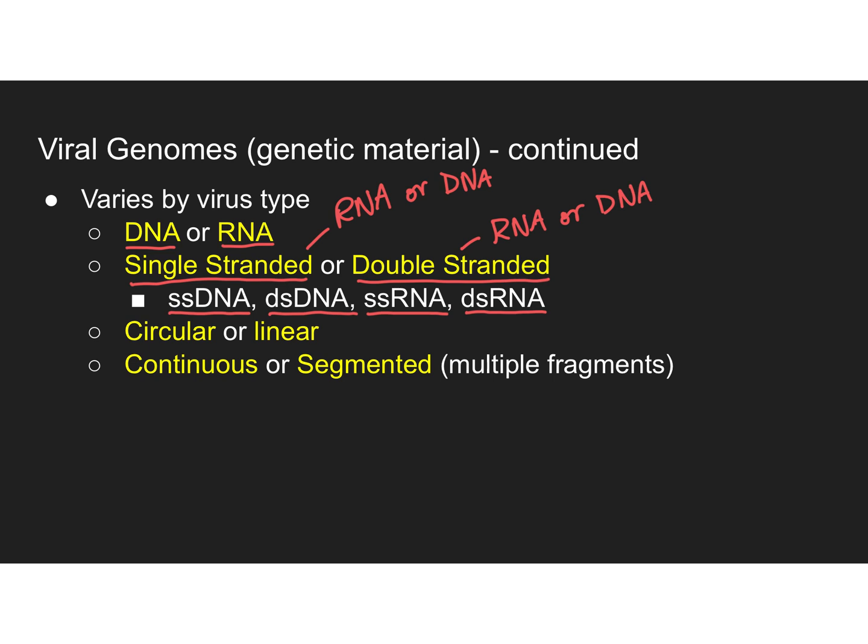The genomes can also be circular, which is kind of like what we see in prokaryotes like bacteria, or they can be linear, which is something that we would see in eukaryotes. They can also be continuous, meaning that the genome exists as one piece of genetic material or nucleic acid, or they can be segmented, so there might be multiple pieces of genetic material that make up the genome. Now, these differences in the genomes can actually affect how a virus does what it does. Different types of viruses are able to infect different things, and they're able to replicate within their host in different ways, depending on these differences.